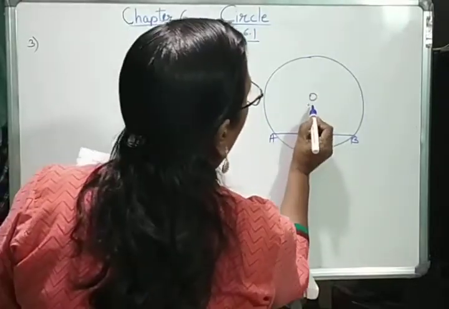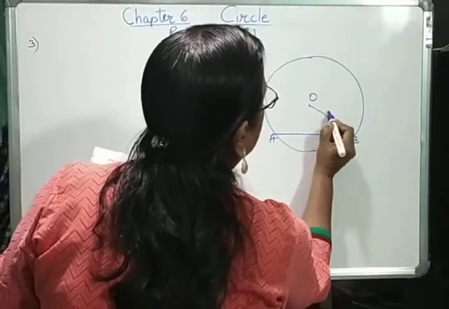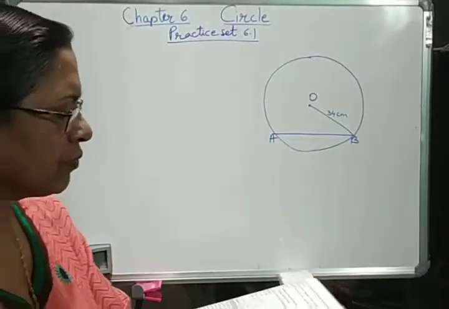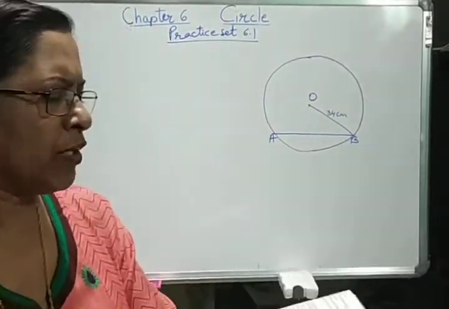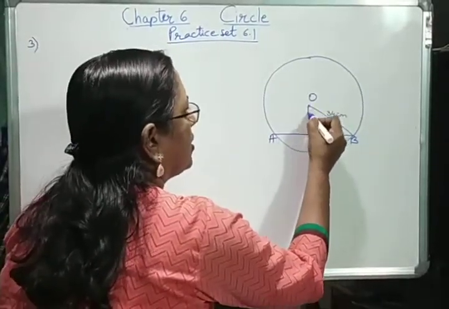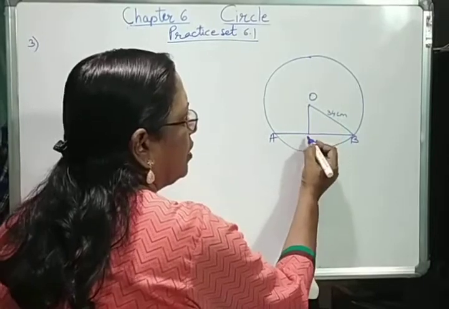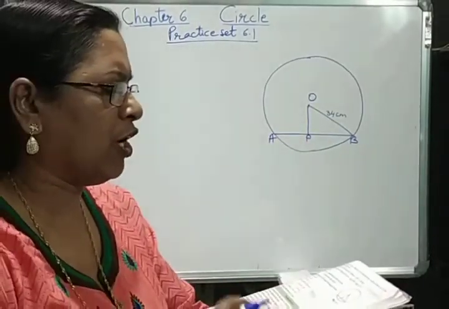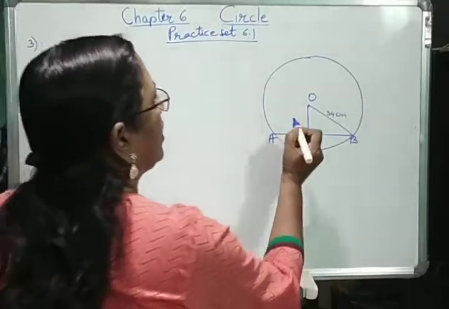So, here your OB is what? The radius. So, how much centimeter? 34 centimeter. And the distance of the chord from the center. So this is the distance, that is your OP. And the distance of the chord from the center is 30.